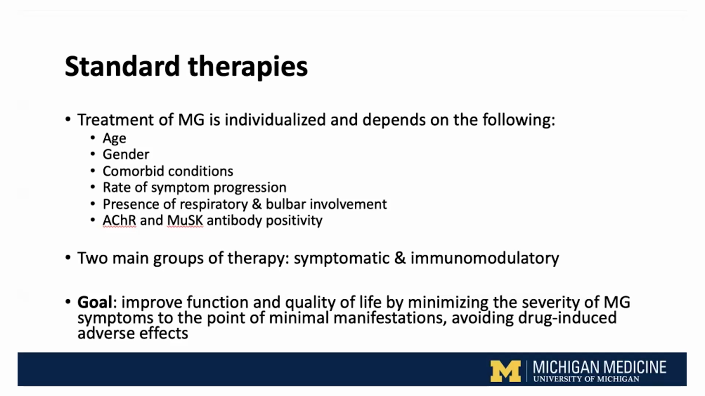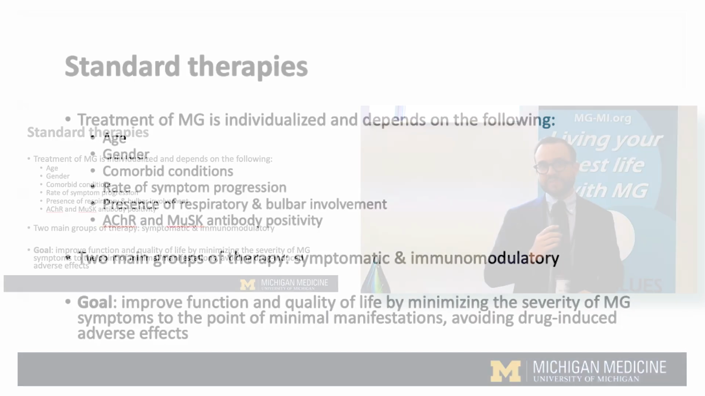We find that MuSK antibody myasthenia gravis responds very differently to the treatments that we usually start with for acetylcholine receptor antibody myasthenia gravis, and some actually get worse with some of those treatments too, which I'll talk about in a moment. Overall, though, there's two main groups of treatments. There's treatments for symptoms, and there's treatments that are immune therapies or immunomodulatory. Those are really two big groups of treatments.